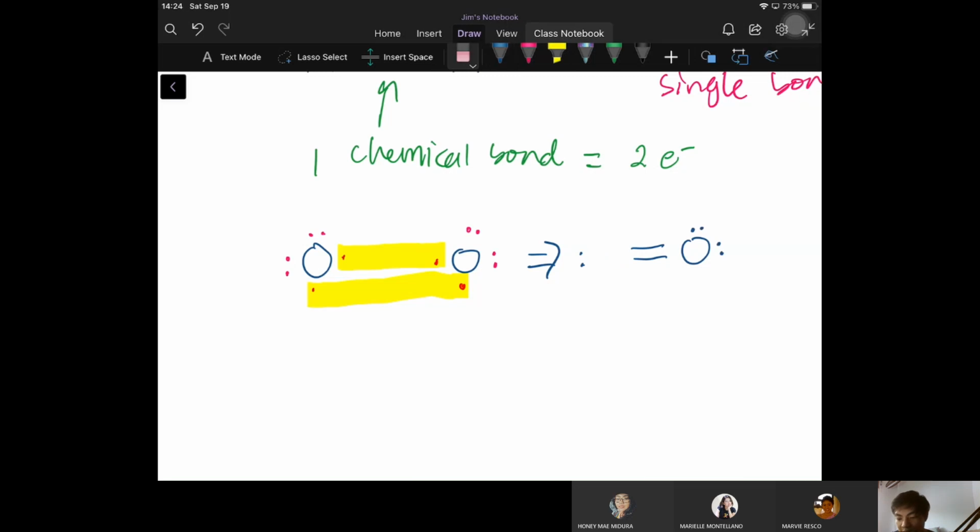Yan. So, nire-write ko siya, no? Ay, ayusin ko lang. Okay, so I can rewrite this, no? As O, then may dalawang line sa gitna, then another oxygen.